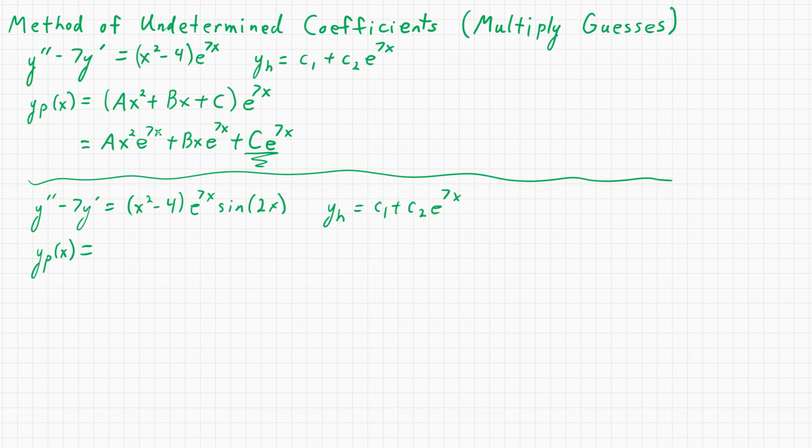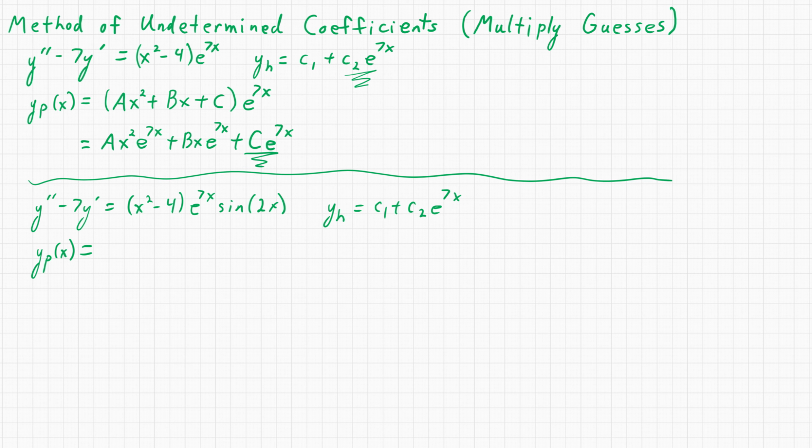So this ax squared e to the 7x is not a constant times a homogeneous solution. Bx e to the 7x, that's not a constant times a homogeneous solution because of that x after the b. But this one is. This is capital C times e to the 7x, which is exactly that homogeneous solution. So here, this one won't work.